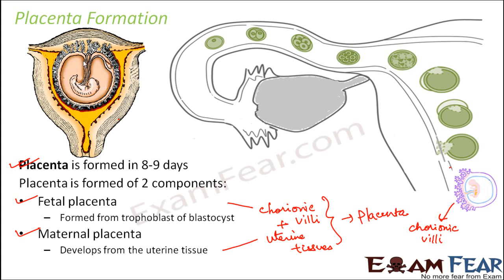This structure here is the placenta, and this rod-like structure which connects the baby's abdomen to the placenta is known as the umbilical cord. So this is another important term which you should know. This placenta and umbilical cord keep the baby always connected to the mother, and through this all the nutrients come inside the fetal body. So this was about the placenta formation.